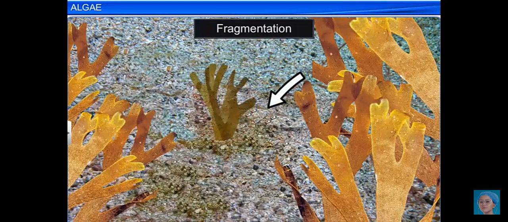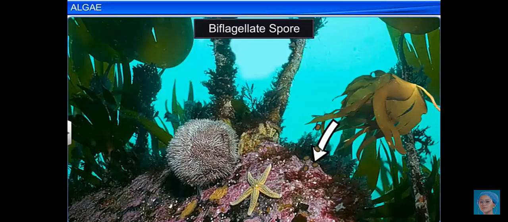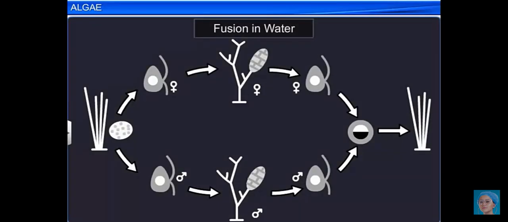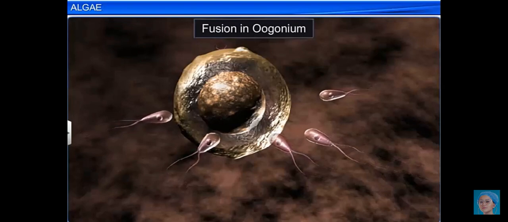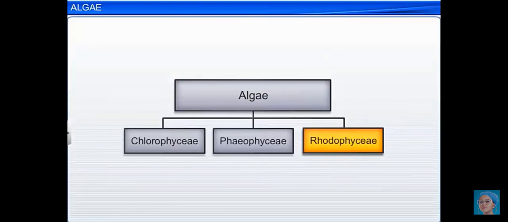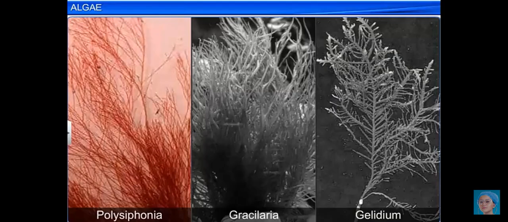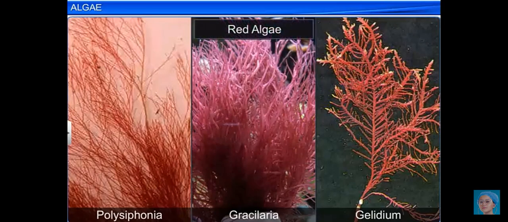Brown algae reproduce through fragmentation and asexually through biflagellate spores. On the other hand, in sexual reproduction, the gametes unite either in water or within the oogonium. Rhodophyceae is another class of algae whose members include Polysiphonia, Gracilaria, and Gelidium. The members are often called red algae.